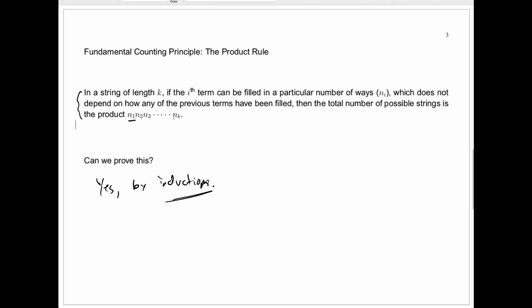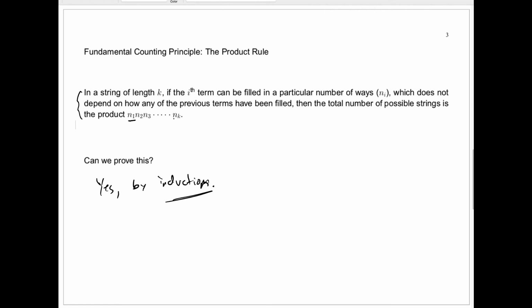In other words, if you know for strings of length k that there are n1 times n2 up to nk ways to produce a string of length k, then you want to show that there are n1 times n2 times n3 up to n sub k times n sub k plus 1 ways of producing a string of length k plus 1. Well, how would you show that? Think of the last element, this k plus first entry. Kind of ignore that for a minute. There are n1 times n2 times n3 up to n sub k ways of choosing the first k elements in your string.